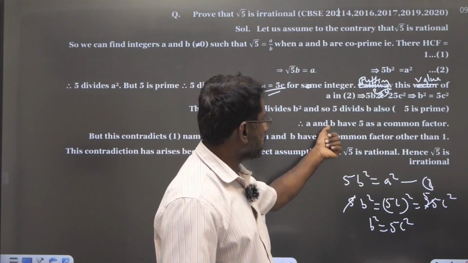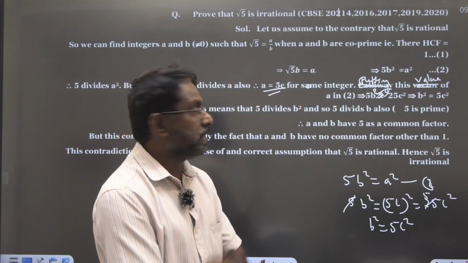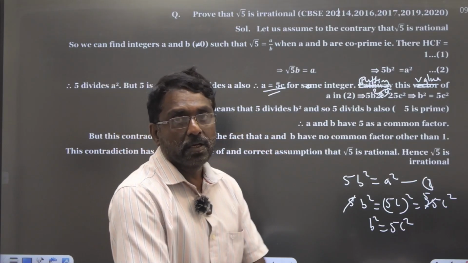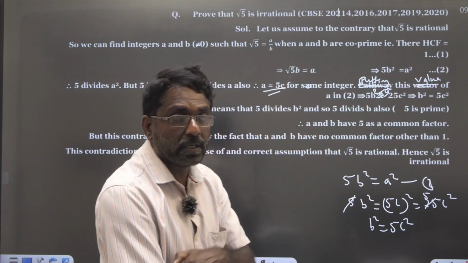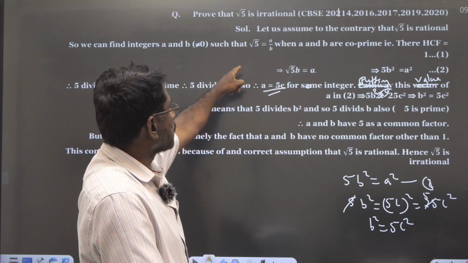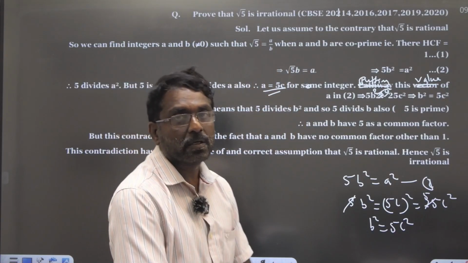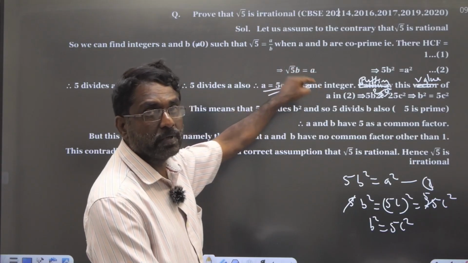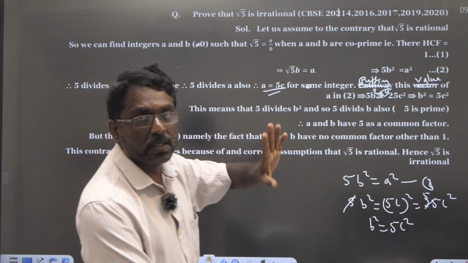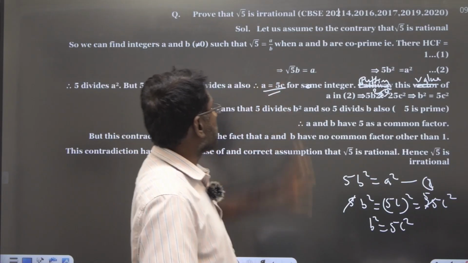We got here that B is a multiple of 5. That means A and B again have a common factor 5. This contradicts our assumption. Why? We assumed that A and B are co-prime numbers, because we assumed root 5 is a rational number, that is A by B.